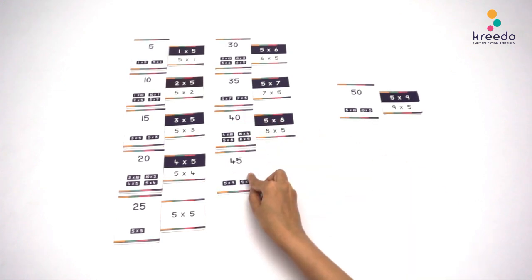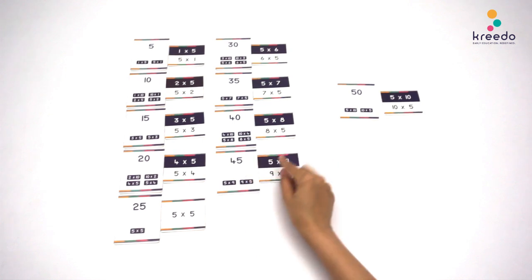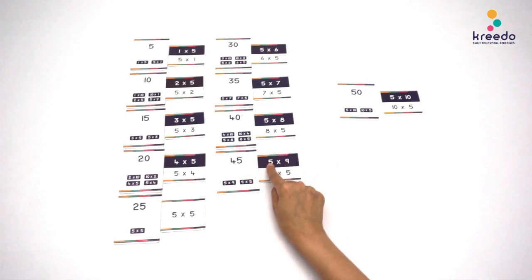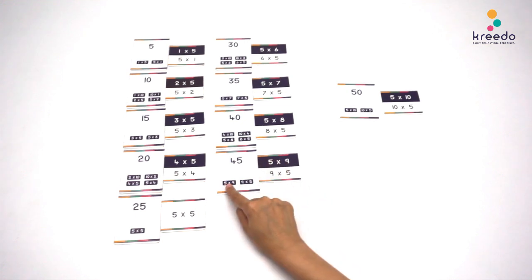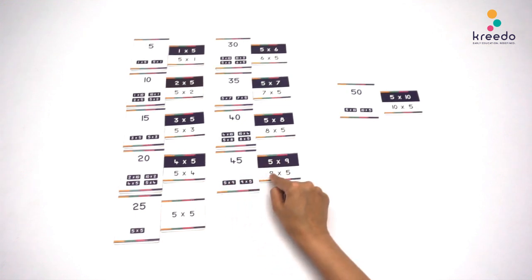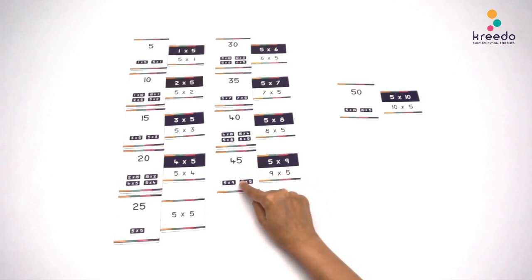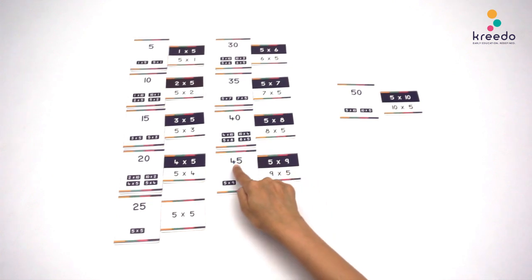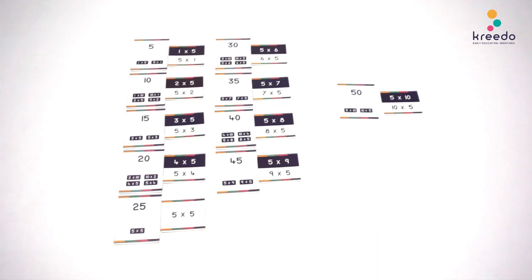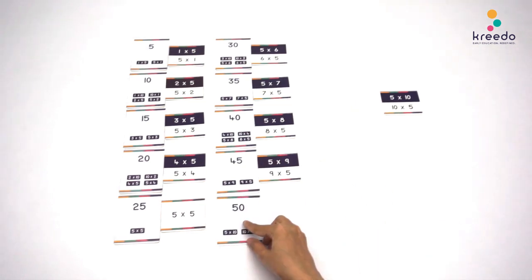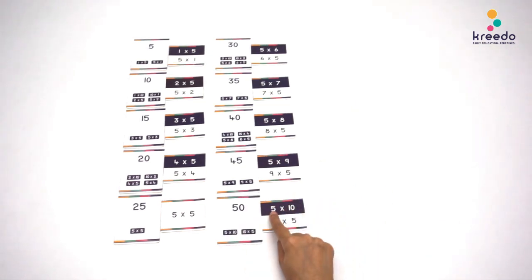Pair the next big card and small card in front of the child. Point to the table on the small card, followed by the same on the big card, and say 5 into 9. 5 into 9. 9 into 5. 9 into 5 is 45.